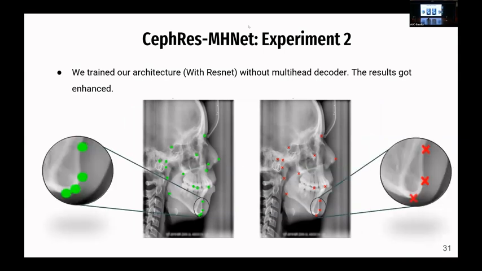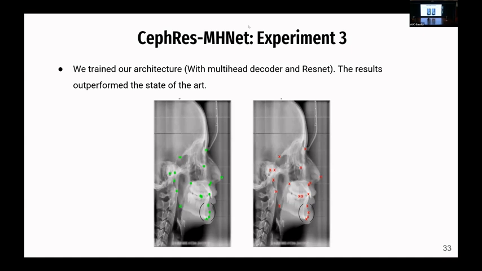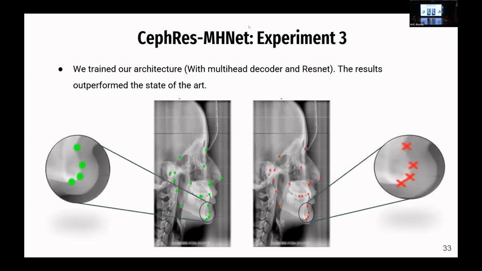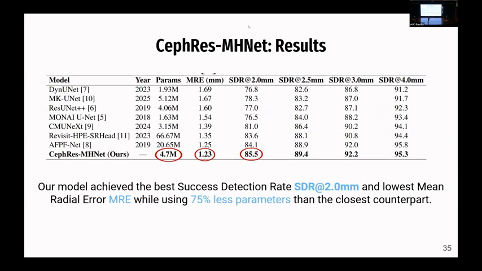So we tried our last experiment, which is the full architecture that Islam just explained. And as you can see here, the chin detected almost all the points. And these are the results for each of our ablation studies. We got the highest accuracy with the full model. And this next table shows our CEF-RES results compared to all of the other results. We get the highest success detection rate and the lowest MRE. MRE is basically the difference between the predicted and the ground truth, averaged over all of the points, and we achieve this using less than 75% of the parameters.